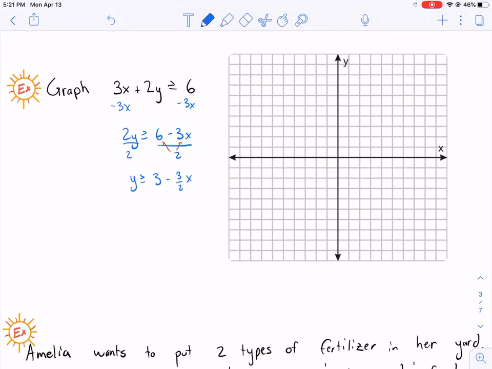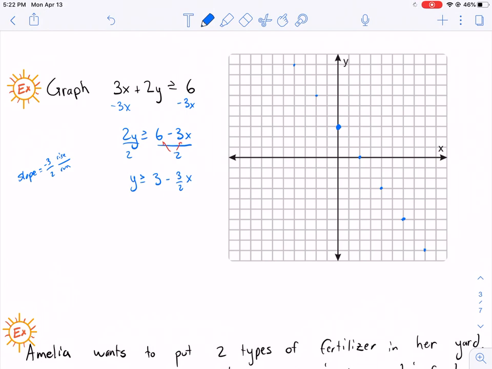Step 2 is graphing, so we're going to go ahead and graph this now. So I'm going to start with my y-intercept. That's my constant, not my coefficient of x, so it's 3. My coefficient is negative 3 over 2. That means I go down 3 to the right 2, rise over run. So my slope equals negative 3 over 2. I'm going to keep doing that several times to see the pattern and get an idea of where this goes.